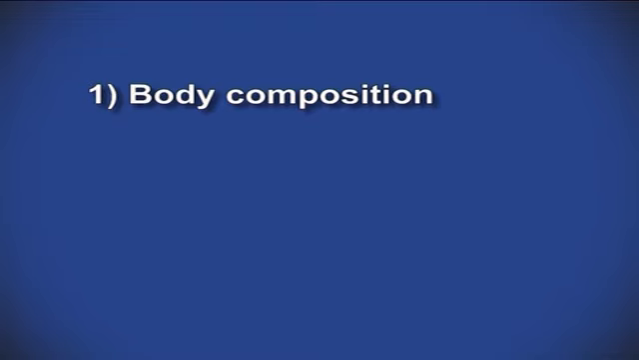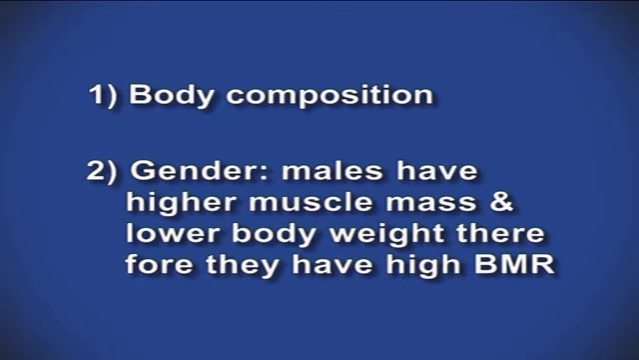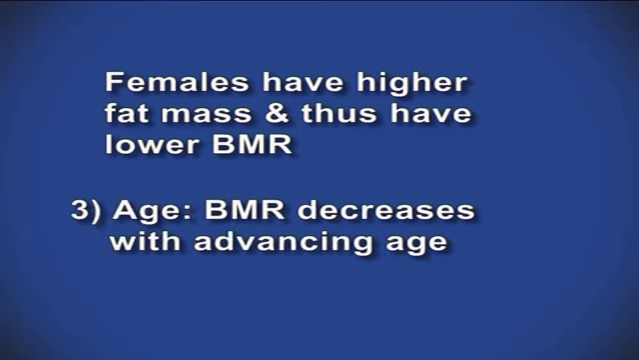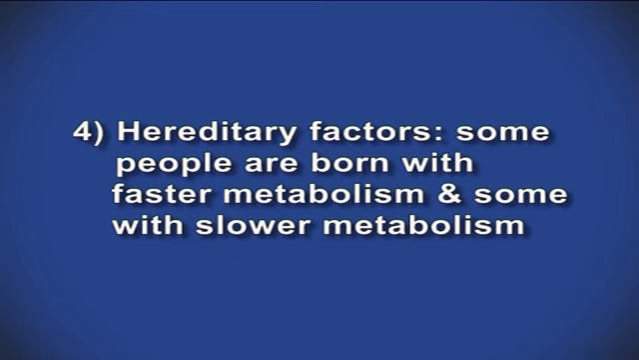Determinants of BMR. Many factors affect the BMR of an individual. They are as follows: body composition, gender. Males have higher muscle mass and lower body weight, therefore they have high BMR. Females have higher fat mass and thus have lower BMR. Next is age. BMR decreases with advancing age. Hereditary factors. Some people are born with faster metabolism and some with slower metabolism.